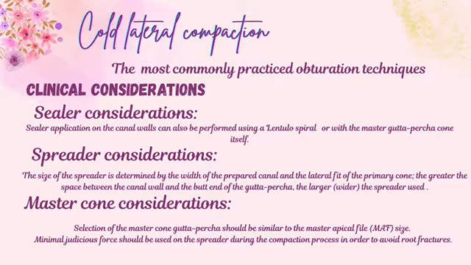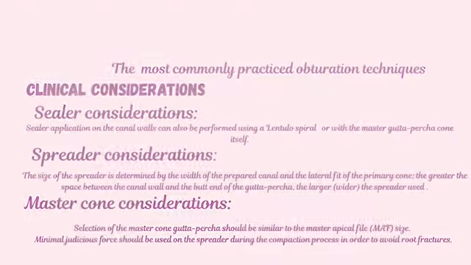Master cone considerations: selection of a master cone gutta percha should be similar to the master apical file size. Minimal judicious force should be used on the spreader during the compaction process in order to avoid root fractures.